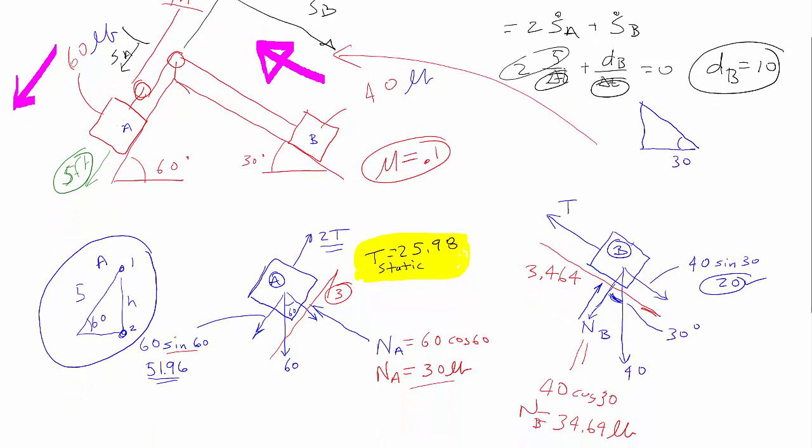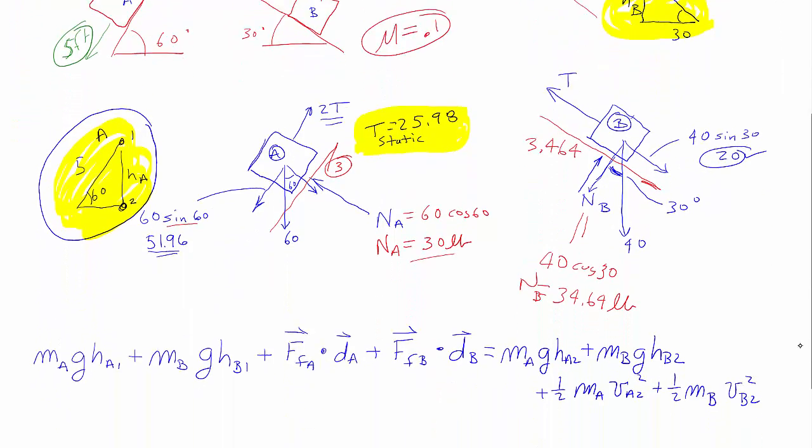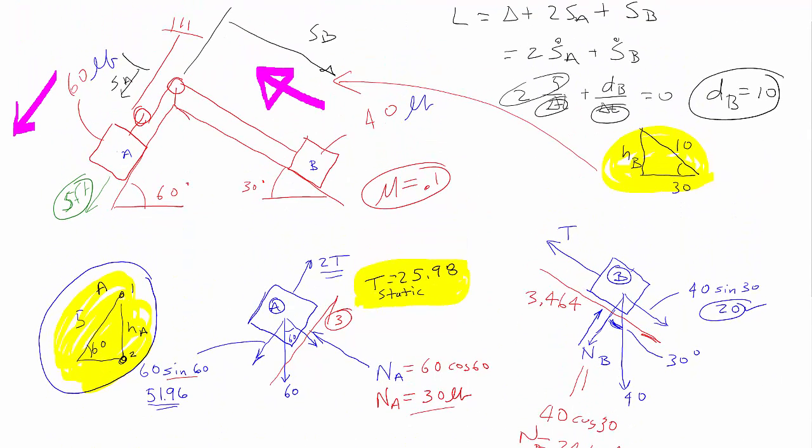So there you go. This distance is 10, and this is the height that B moves, where this is the height that A moved. So let me highlight both of these. This is the triangle and the distance for A, and this is the one for B. This means I can set my datum wherever I want. How did this end up being this way over here?